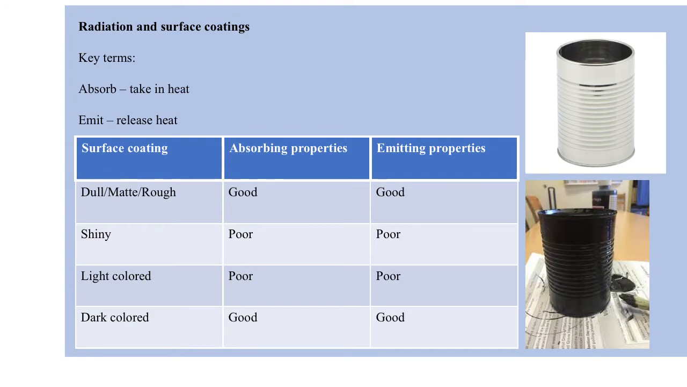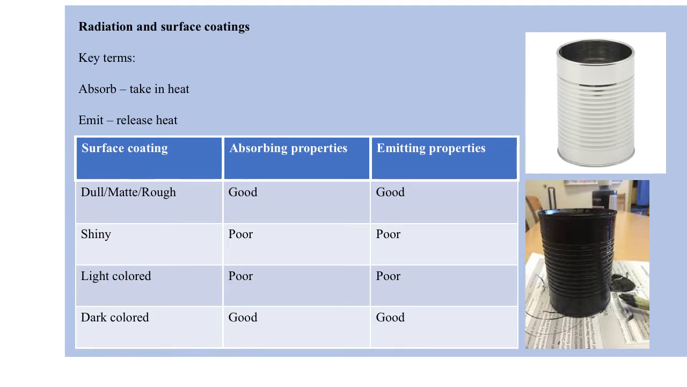Something which is shiny. So I've got a tin can over here. This shiny tin can. It's going to be very poor at absorbing heat. But it's also going to be very poor at emitting it. Okay, now what I want you to think of, on a shiny can, light bounces off. That's what makes it shiny. So the reason it's not good at absorbing heat is because the heat literally bounces off. Okay, it cannot be absorbed by that.